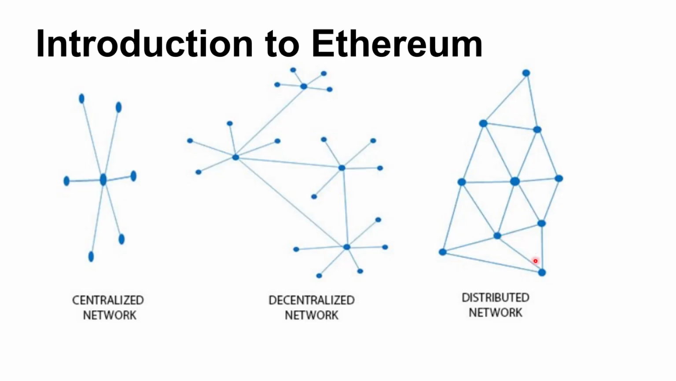And with a distributed network, there are no focal points. Every node is a peer. Sometimes it's called a peer-to-peer network. Every node is the same. So you can see here, if any of these nodes go offline, that node can be replaced by a different node until this node is able to come back online.